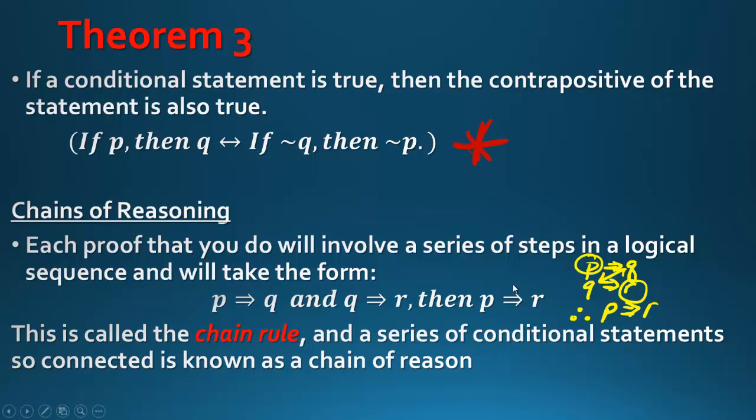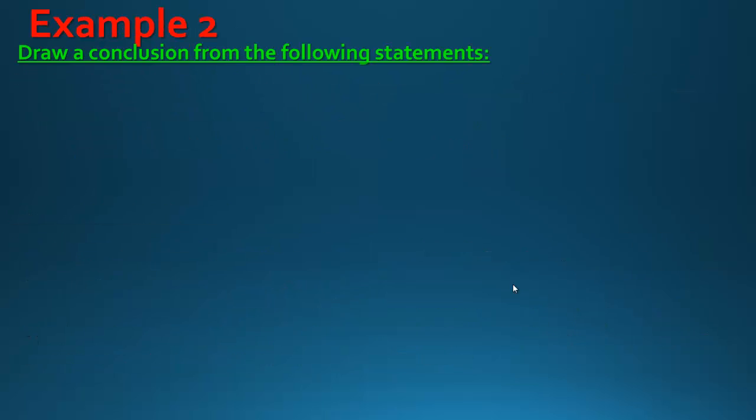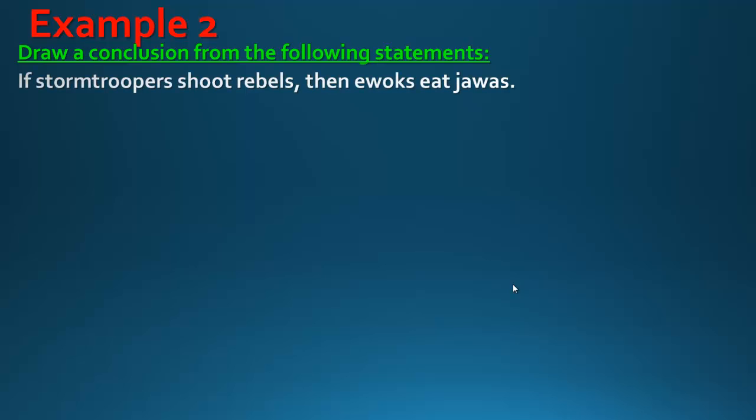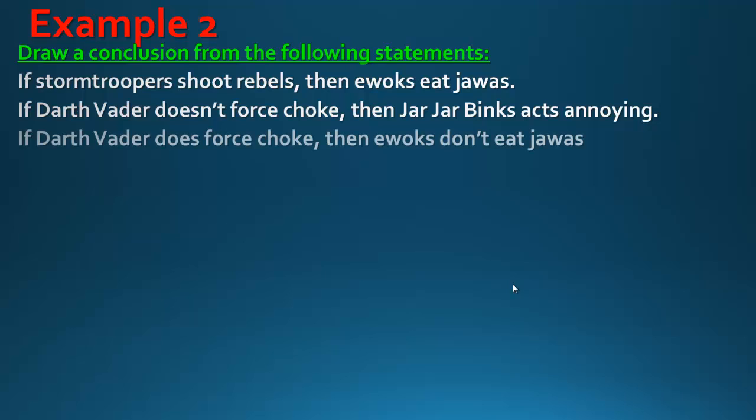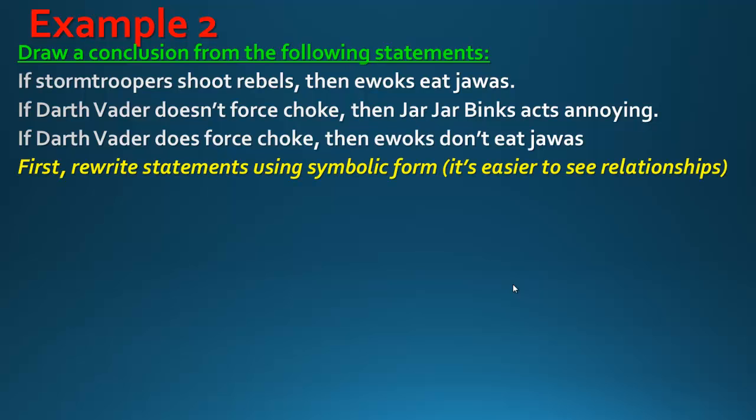Okay, and this is the chain rule, which is like a series of conditional statements, and it's connected, so we call it a chain of reasoning. So let's take a look at the second example, and it'll make more sense when you see it. I've written this out. If stormtroopers shoot rebels, then Ewoks eat Jawas. If Darth Vader doesn't force choke, then Jar Jar Binks acts annoying. If Darth Vader does force choke, then Ewoks don't eat Jawas. Okay, so we need to conclude something from this.